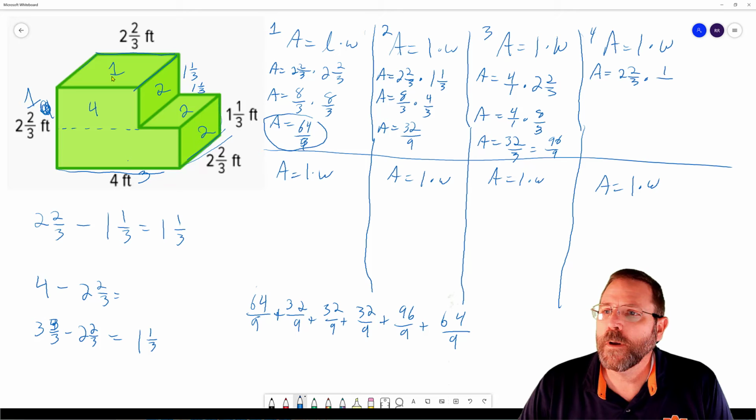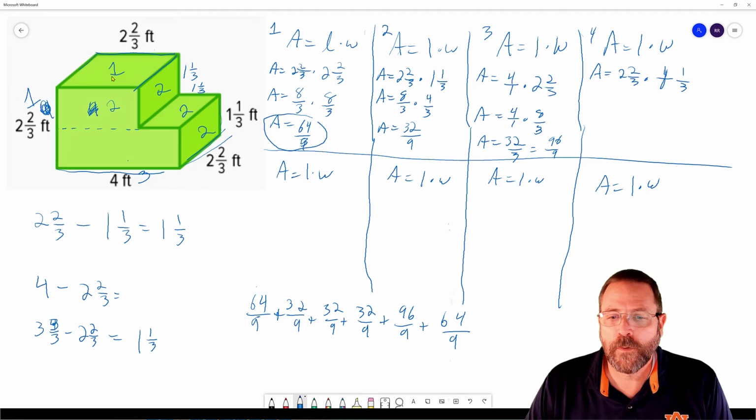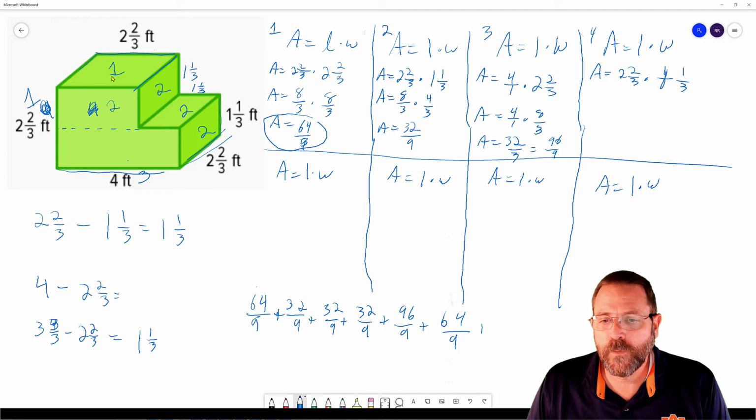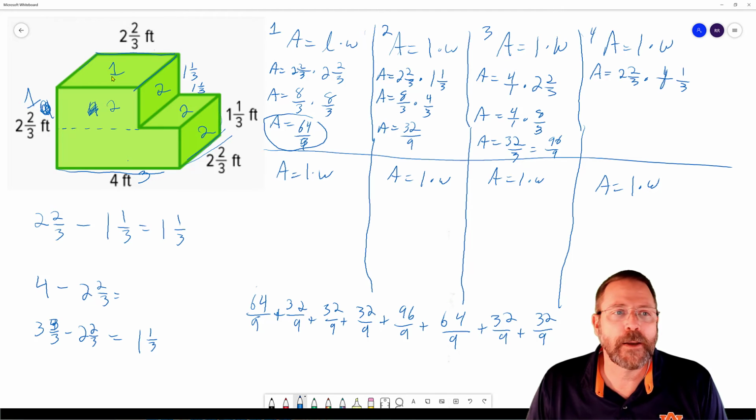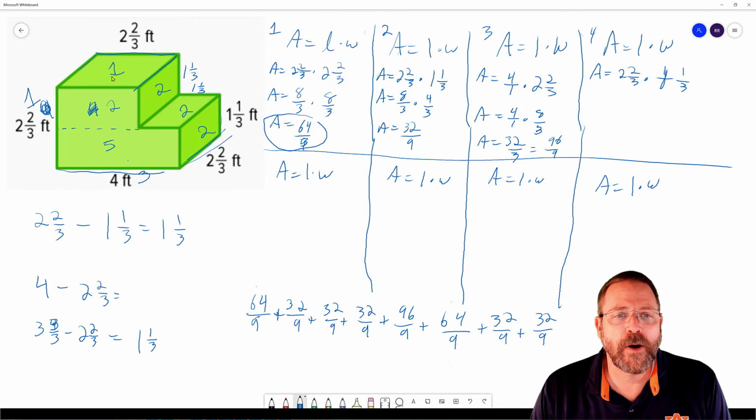That's going to be 1 1/3. And I'm thinking, hey, what do you know? I've done that size right there, 2 2/3 times 1 1/3. So that is actually going to become the same as rectangle 2. Now I need to keep in mind that that also has a twin on the back. So I'm going to add 2 more of those, 32/9 plus 32/9.